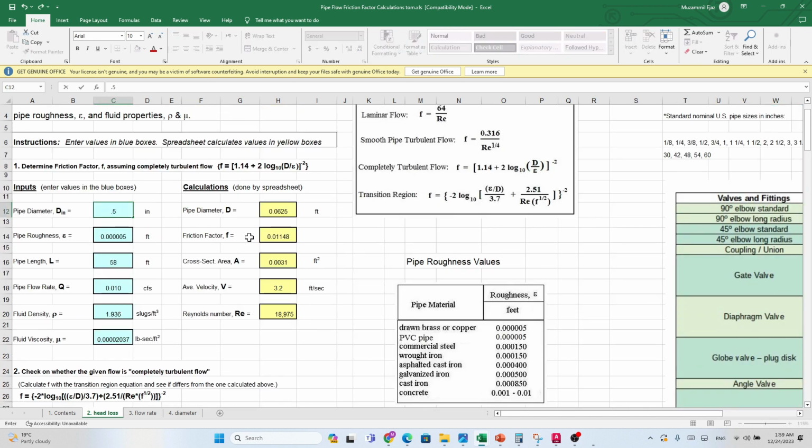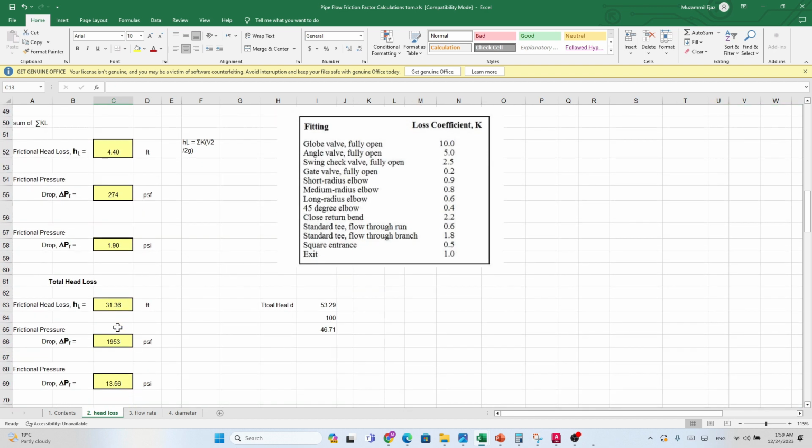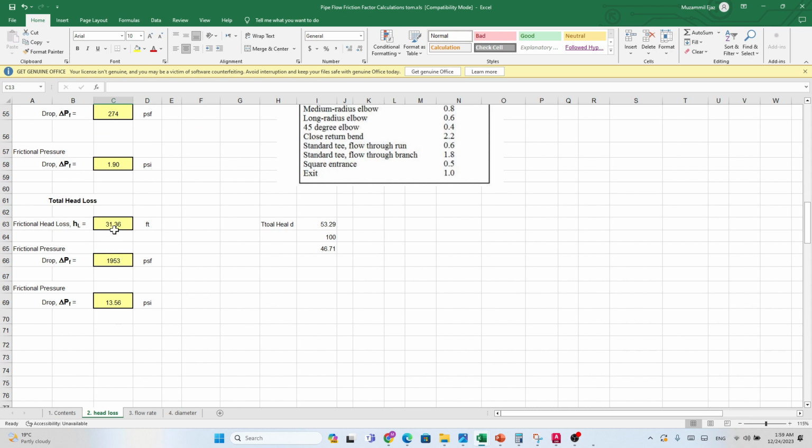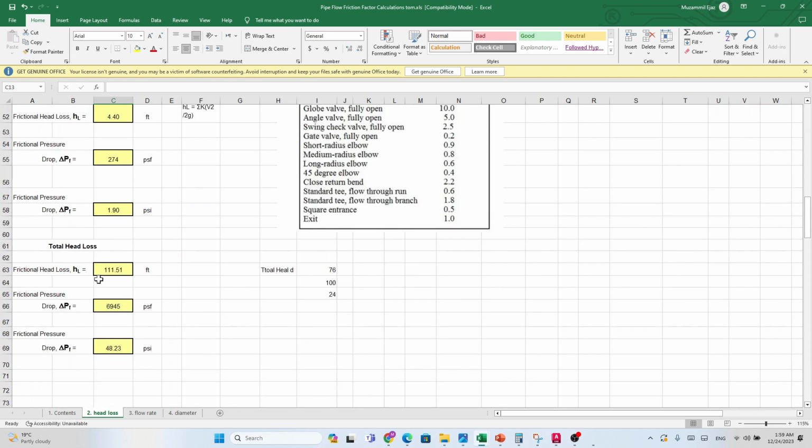Let's take a diameter of 0.5 inch. Now the total friction loss is 31. Okay, now you have a margin of 24 feet head loss. It is adjustable. If you reduce further, like 3 divided by 8, then you have a friction loss of around 111. You will get a negative.